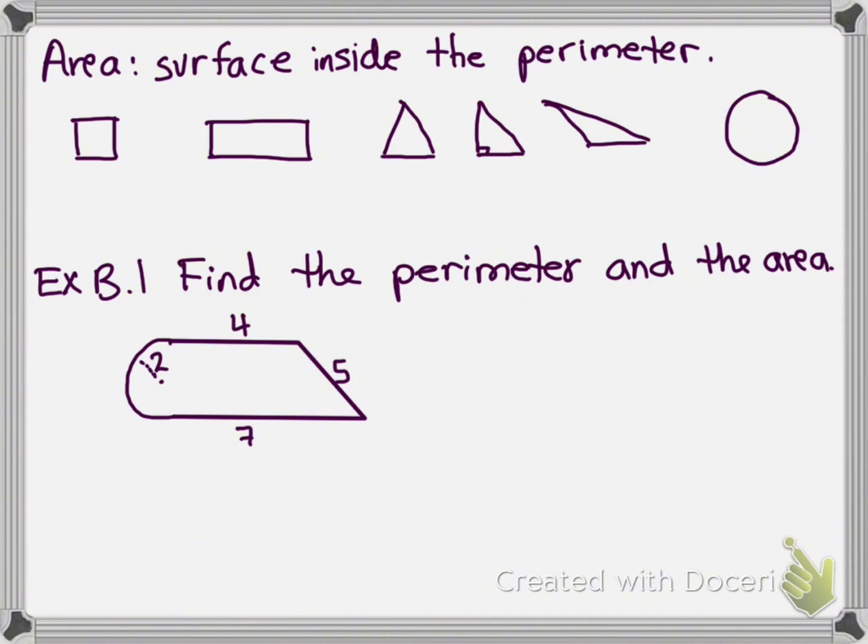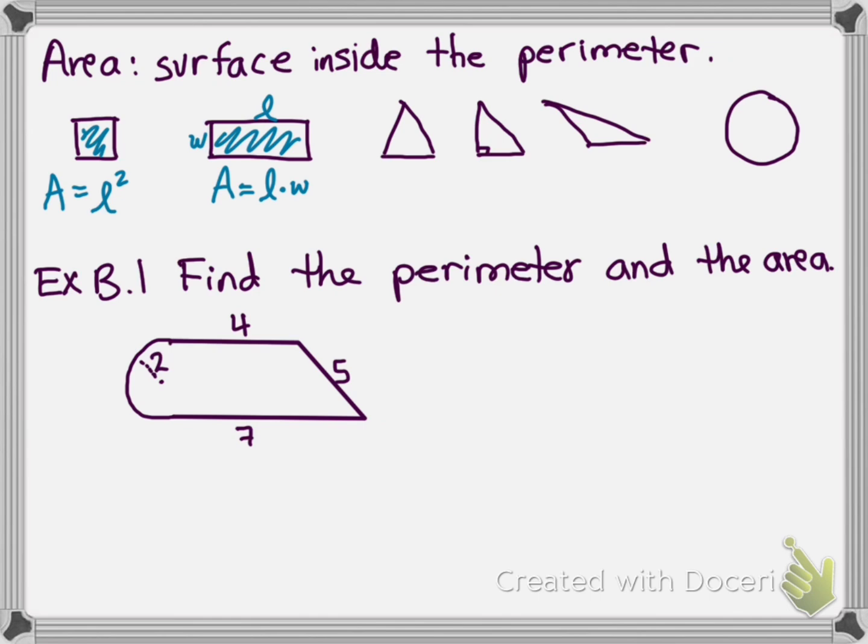Then we have the area. Remember, the area is the surface inside of the perimeter. So it's this part inside of these shapes. Now we have formulas that you guys have learned in previous years. The formula for the square is L square, or the side square. Then we have the formula for the rectangle, which is the length times the width. The length is the long one and the width is the other one.